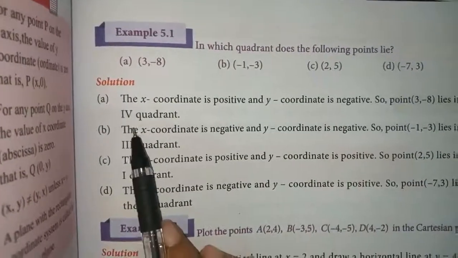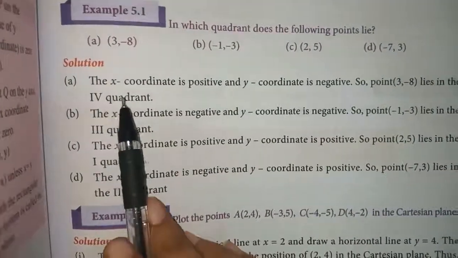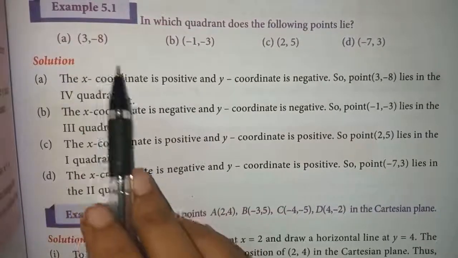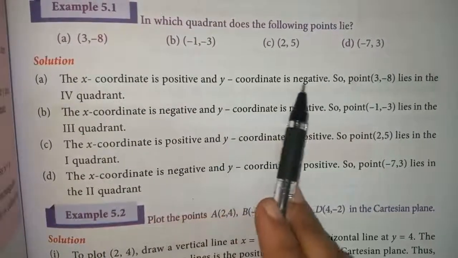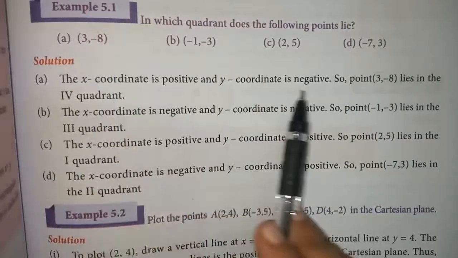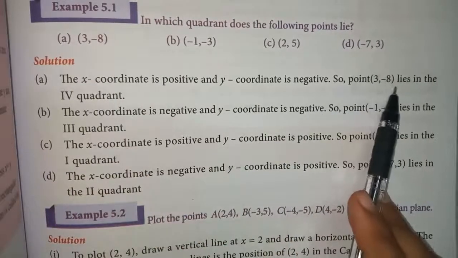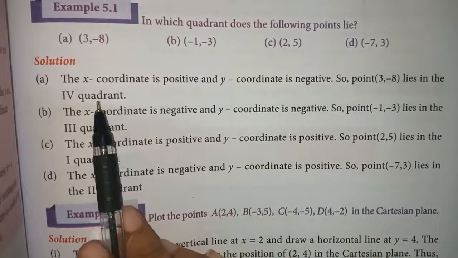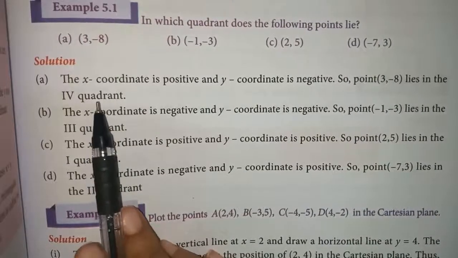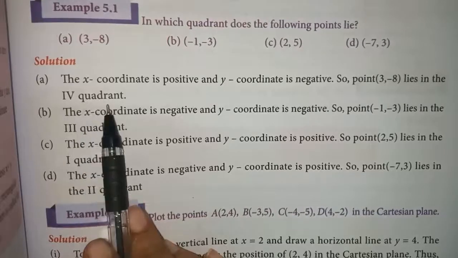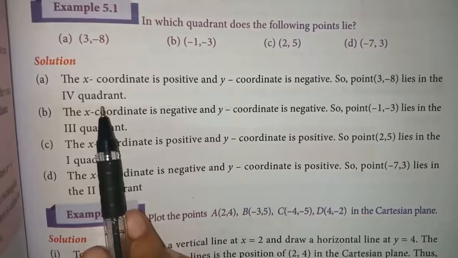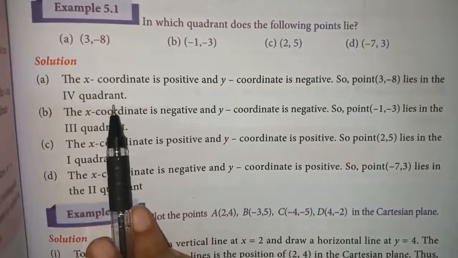So first solution, the x coordinate is positive. So in this A, the x coordinate is positive and the y coordinate is negative. So the point 3, -8 lies in the fourth quadrant. So now only we see x positive, y negative-ஆக இருந்துச்சுன்னா அது fourth quadrant-ல lie ஆகும். ஸோ இதில் வந்து எந்த quadrant-ல lie ஆகுது அப்படின்றது மட்டும்தான் கேட்டிருக்காங்க. ஸோ அதை மட்டும்தான் நம்ம எழுத போகிறோம்.